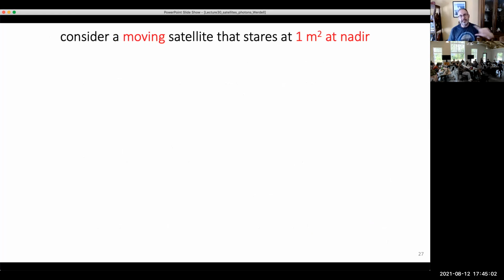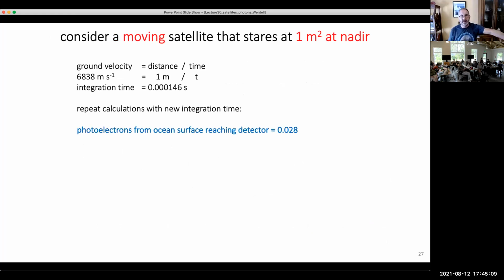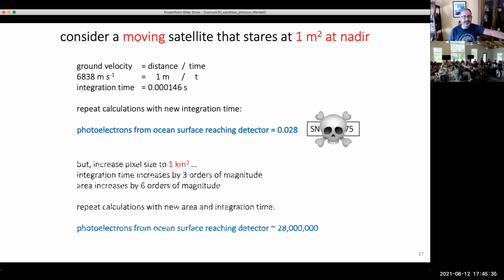All right, so let's talk about a satellite that moves and stares at this 1 square meter patch at nadir, just looking straight down like a push broom doing its thing. So now we have to add a velocity term, but you'll note the integration time has reduced from 1 second to a very, very, very small fraction of a second. So you repeat the calculations with the new integration time, and you find that you get less than 1 photoelectron reaching the detector from the ocean surface. The SNR is less than 1 in this case, and no, there's no way you can sell a mission on this. That's not going to happen.